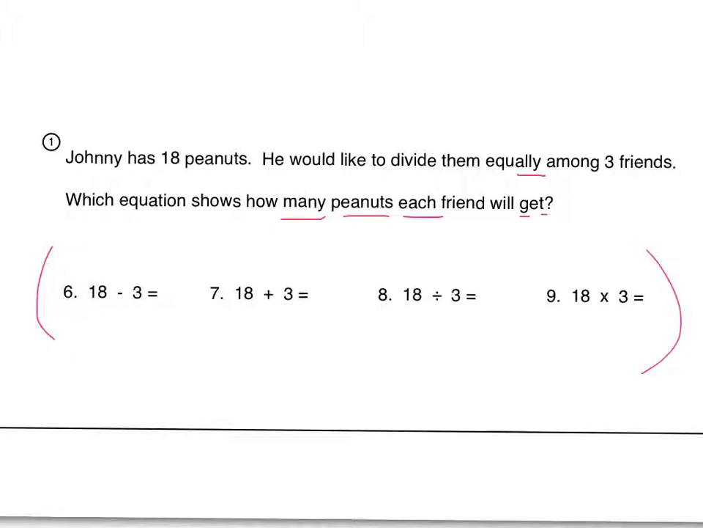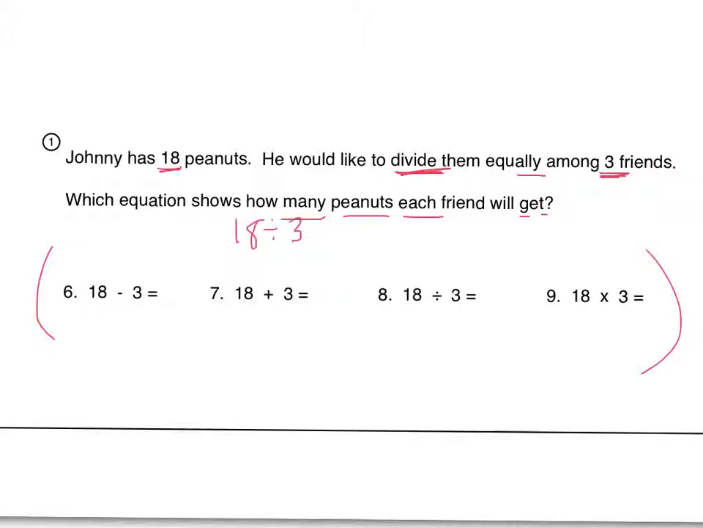I can't really do that on the screen right now, so you're just going to have to cover yours up. I'm not even going to look at them. I'm just going to think about this. So first, I read the whole problem. Now I'm going back and underlining it. We've got Johnny with 18. He wants to divide them equally among 3 friends. 18 divided by 3, right? So I'm going to write that equation, 18 divided by 3.